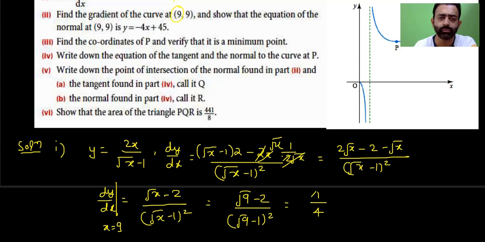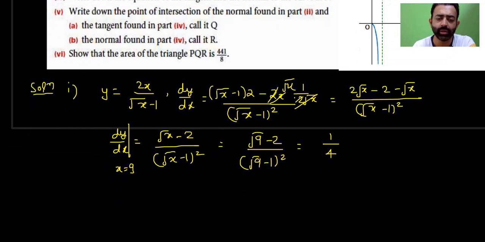And then we have to show that the equation of the normal at point 9 comma 9 is given by this. So basically we have to find out the equation of a straight line whose slope will be determined by the slope of the tangent. As we know the fact that tangents and normals are perpendicular to each other. Third part. So gradient is 1 by 4, gradient of the tangent is 1 by 4. If it is asking to find out the gradient at point 9 comma 9, that means it is basically asking the gradient of the tangent drawn at that point.